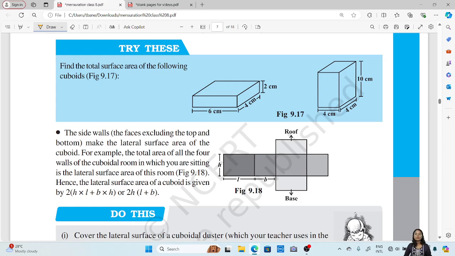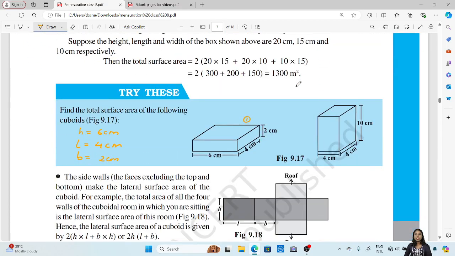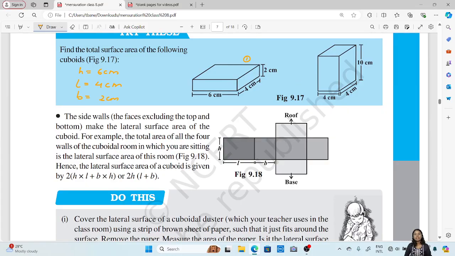Now here you are told to find the surface area of the following cuboid. So we have this first one. Here what we know is that the height is 6 centimeter, the length is 4 centimeter and the breadth is 2 centimeter. Now we have to find the surface area.